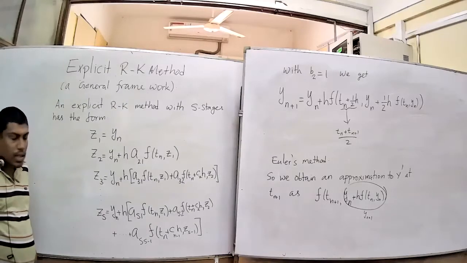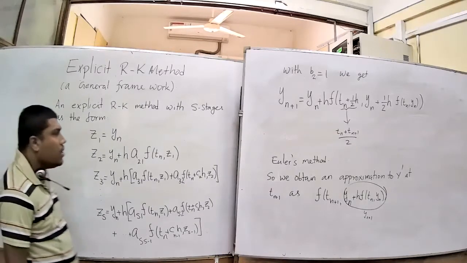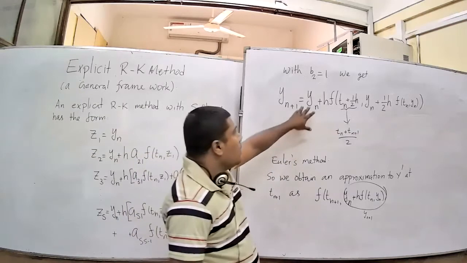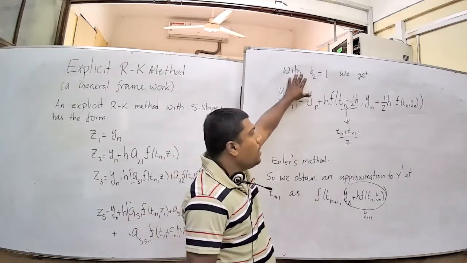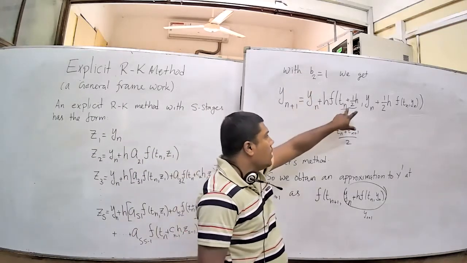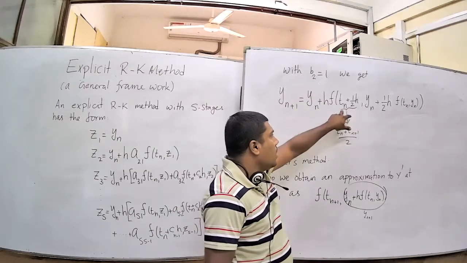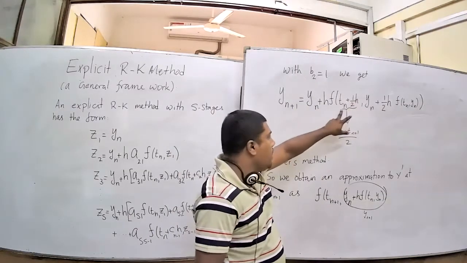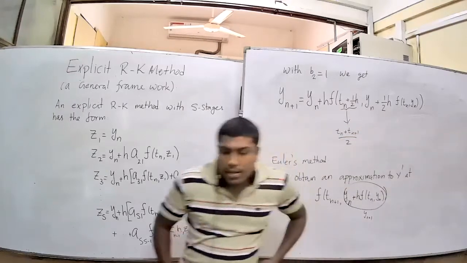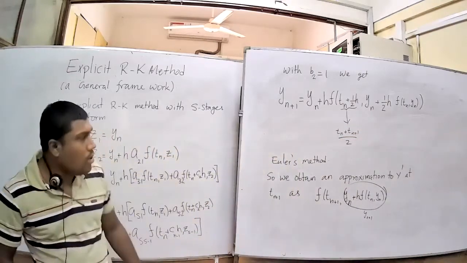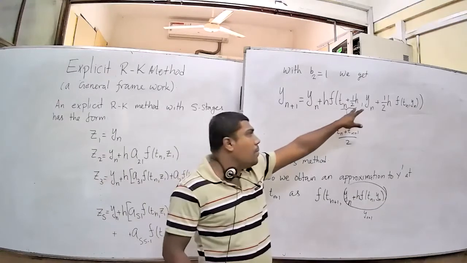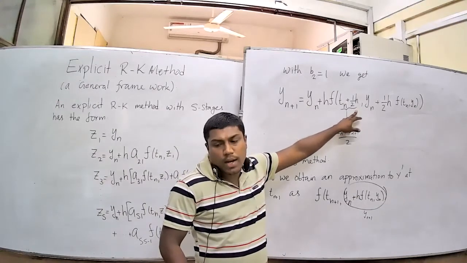In this second order method, even when you put b2 equal to 1, you see that in general you will have tn and then the next point is tn plus 1. But here you can see that you go to some intermediate point between tn and tn plus 1.